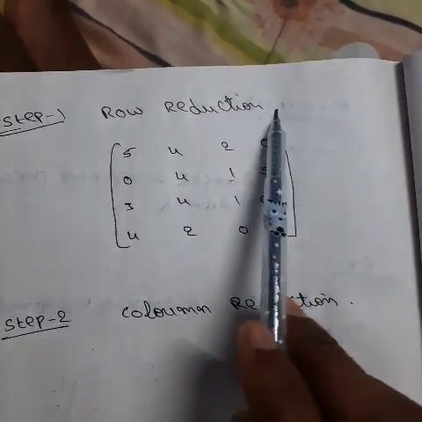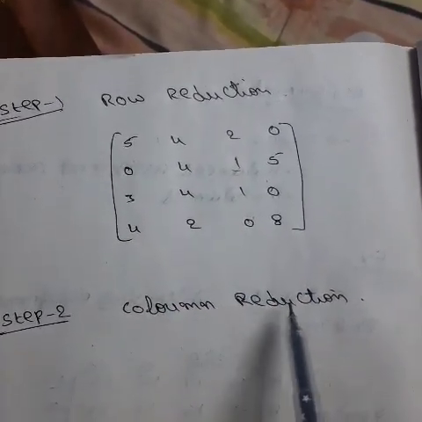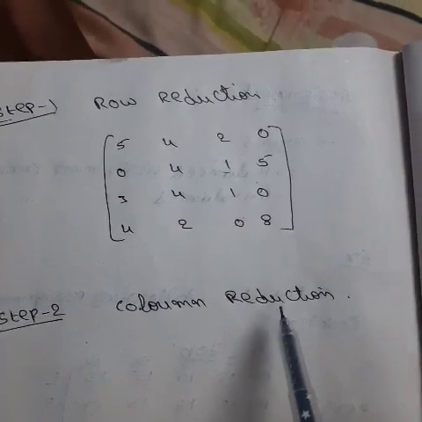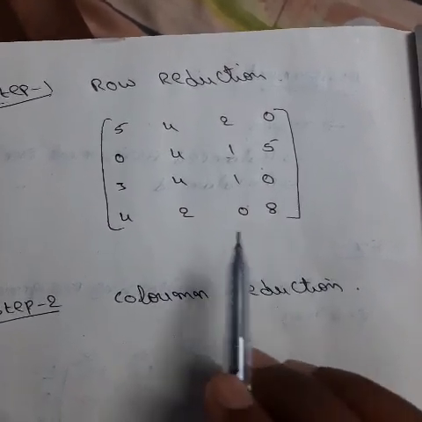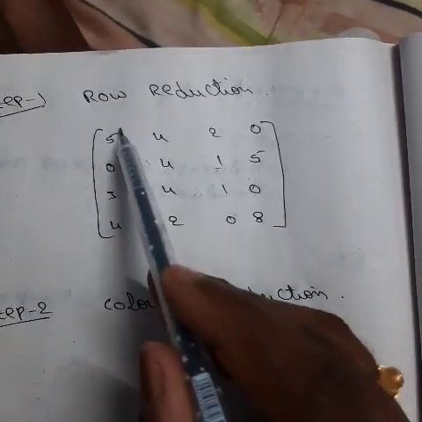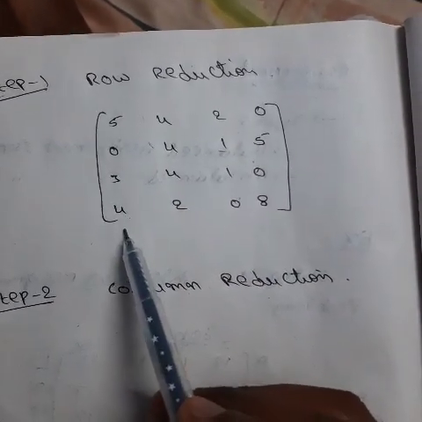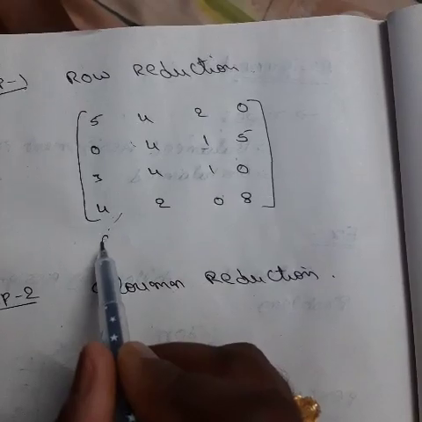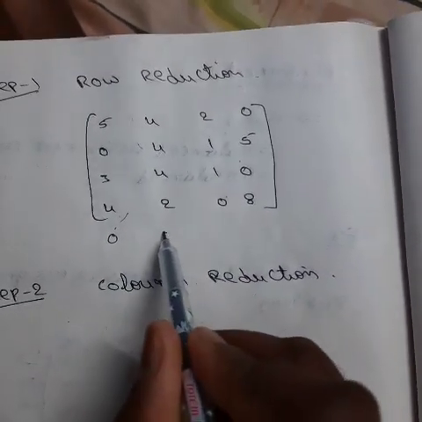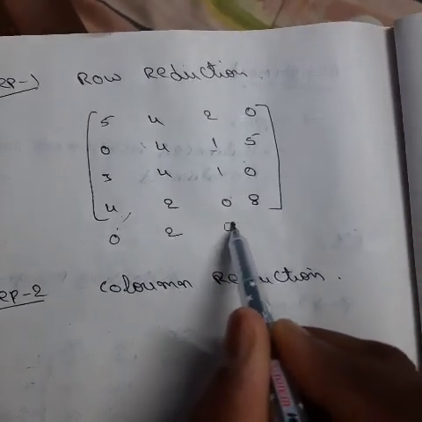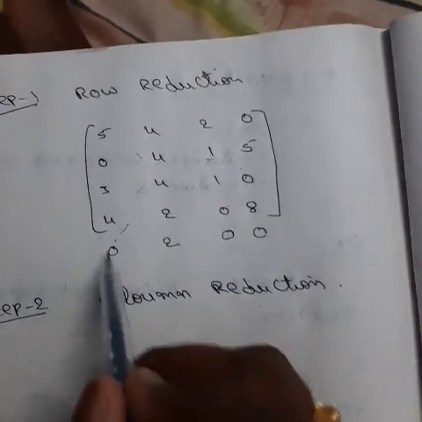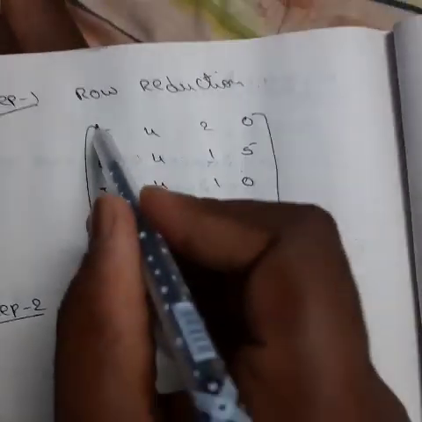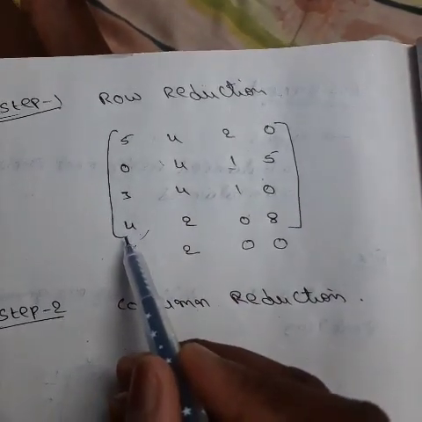After row reduction, you next go for column reduction. Similarly to row reduction, now we calculate column reduction. Under this, you select the smallest number from each column. The smallest number in the first column is 0, the second column is 2, the third column is 0, and the fourth column is also 0. Then subtract this smallest number from each element of the corresponding column.